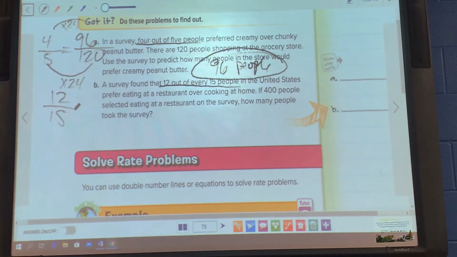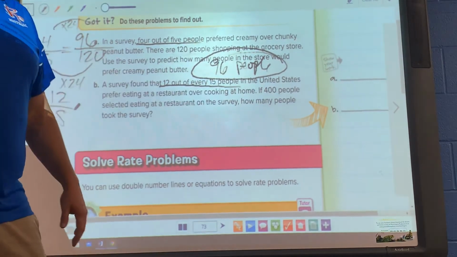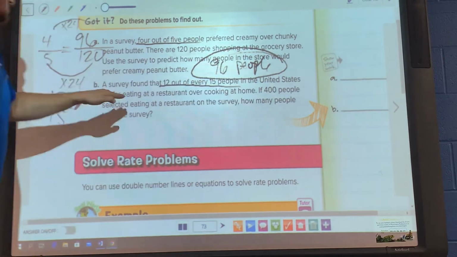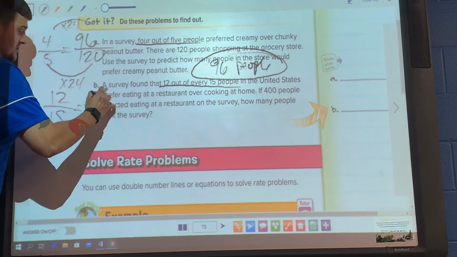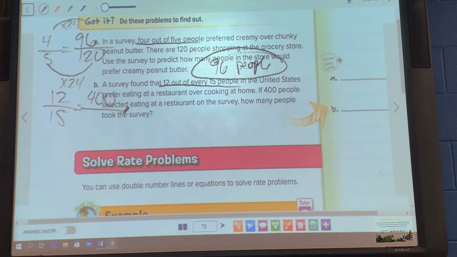How many people took the survey? So when you read that, does that say total amount of people that took the survey? No. These 400 chose the restaurant. So that means the 400 has to go on top. And then you gotta figure out what's on the bottom. So now we gotta multiply this out.